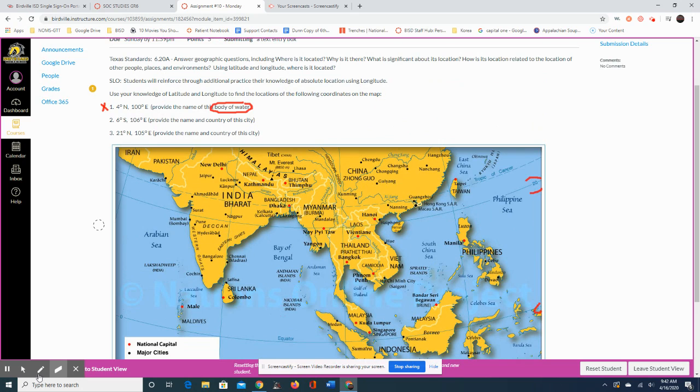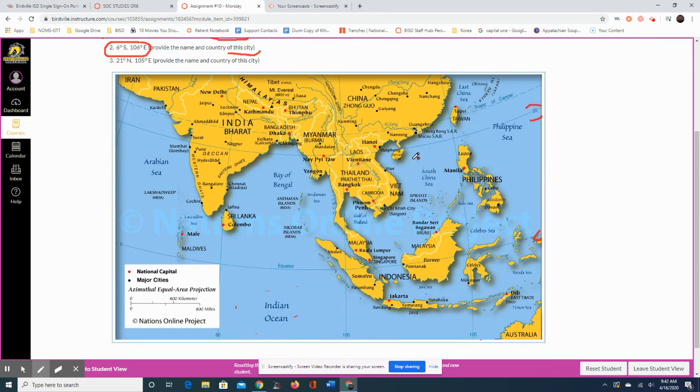As we go up and look at the second one, we're now looking for 6 degrees south and 106 degrees east, and it's a city. I wanted the name of the city and the country. All right, so 6 degrees south. We remember that this is 0. Never eat soggy waffles, so we're going to be going south. This is south, so it's got to be somewhere below this line.